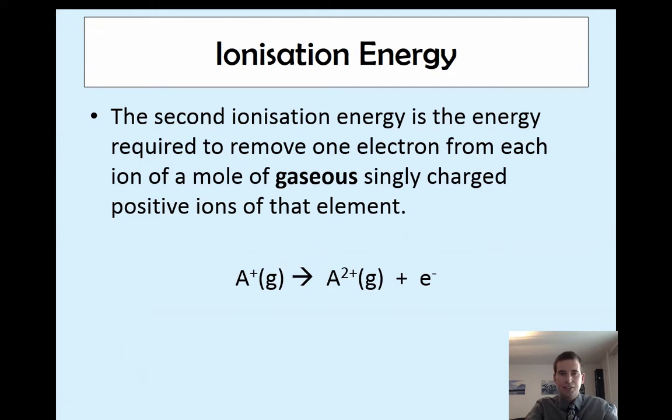The second ionization energy is not the energy required to remove two electrons from an element. It is the energy required to remove the second electron. Okay, the energy required to remove two electrons would be the first ionization energy plus the second ionization energy. That's very important. Okay, so that was the first and the second ionization energies.